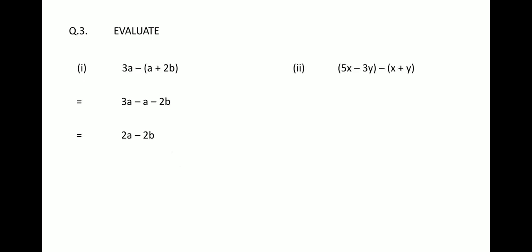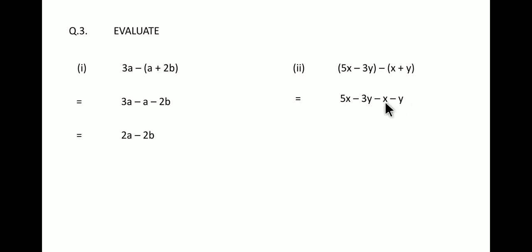Next, question number 2 from the same question 3: 5x minus 3y inside the bracket, minus x plus y inside the bracket. Since there is no minus sign in front of this 5x minus 3y, there is no problem opening this 5x minus 3y as it is. But there is a minus in front of these terms, so these terms will change the sign. Plus x becomes minus x, plus y will become minus y. So there is simply a change of sign here.